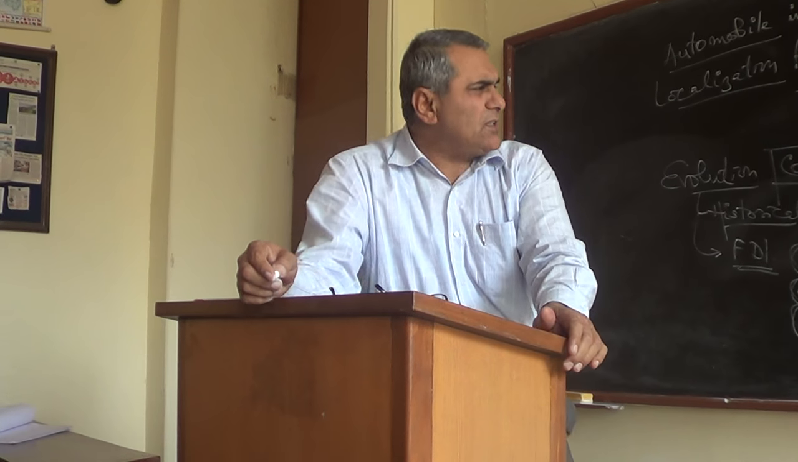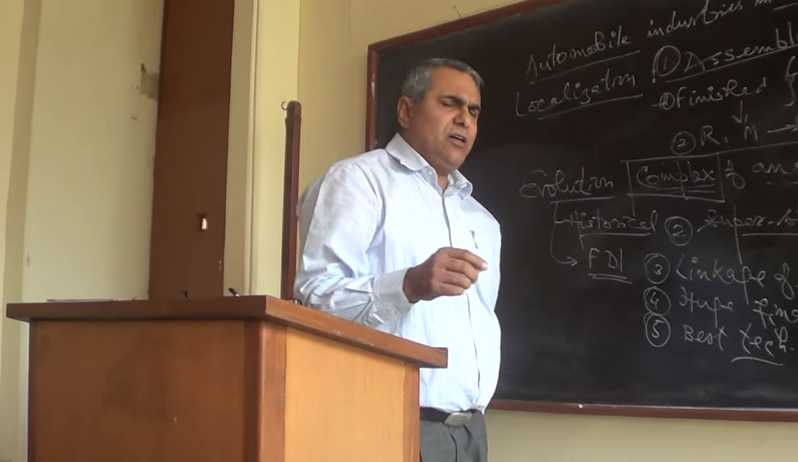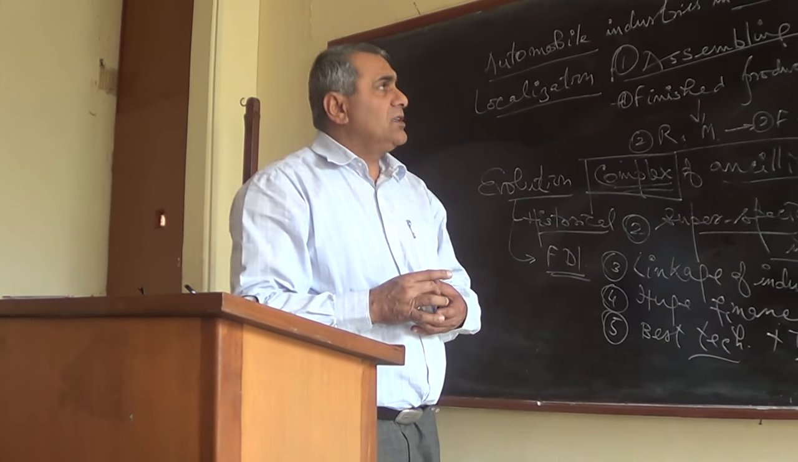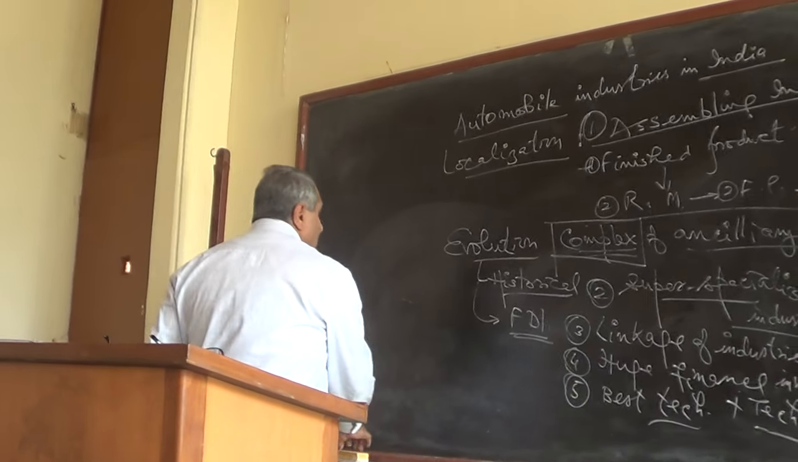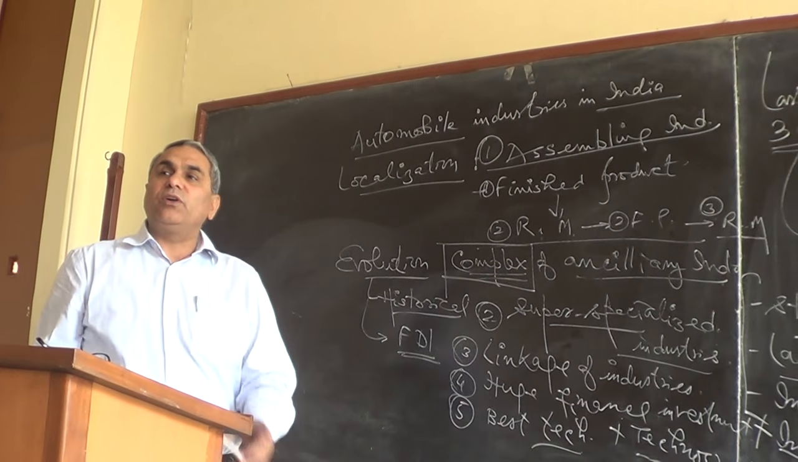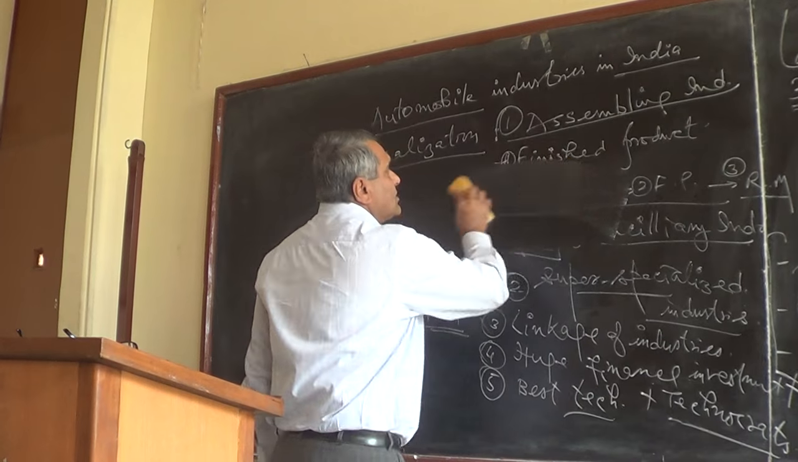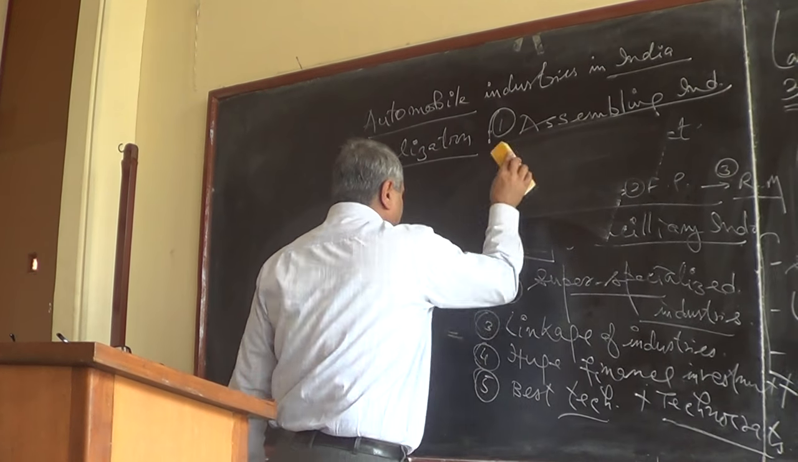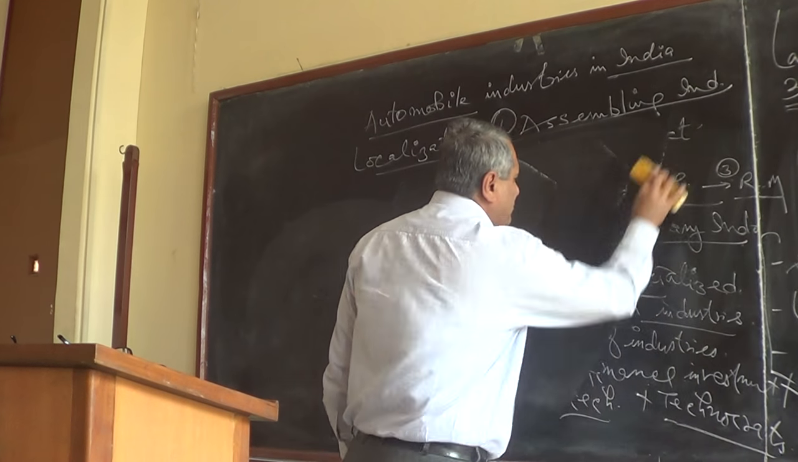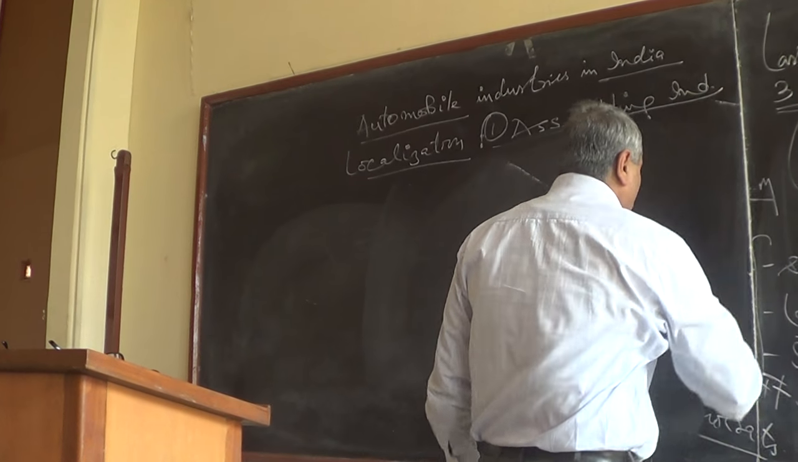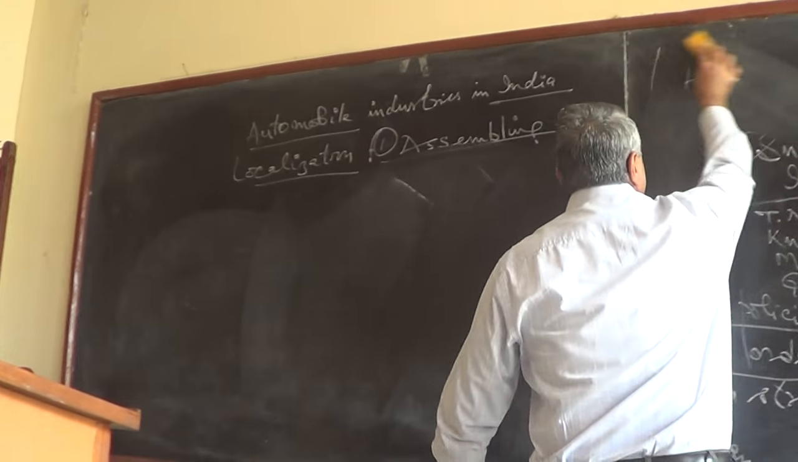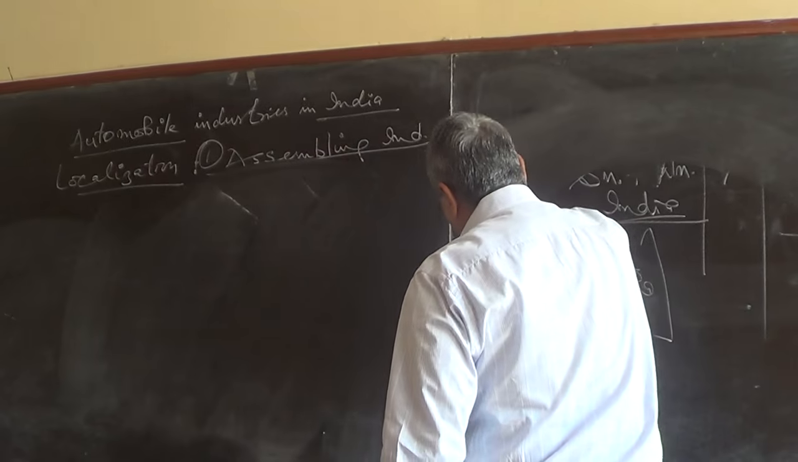So most of the industries in India, the automobile industry, the important factor is localization, where they are located and what is common in all of them. So I'll give you a small chart of it. It will be easy for you to understand why most of the industries are located in some of the places.